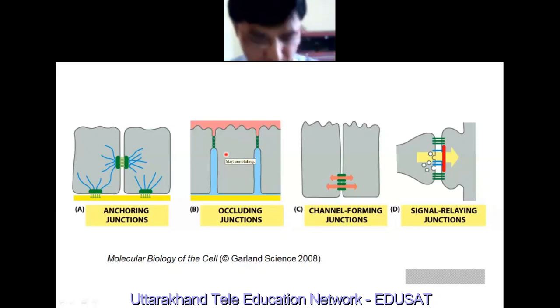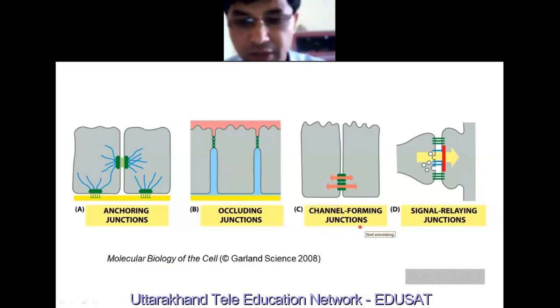Then we will come to the third, the channel forming junctions. Here some channels are formed between the cells, such as, if you remember, sodium channels, potassium channels, and other channels.